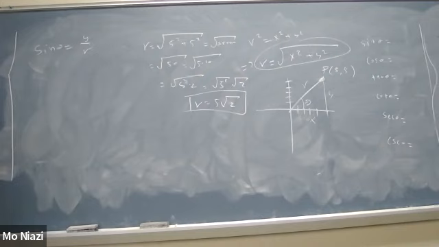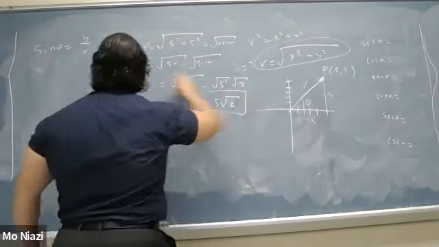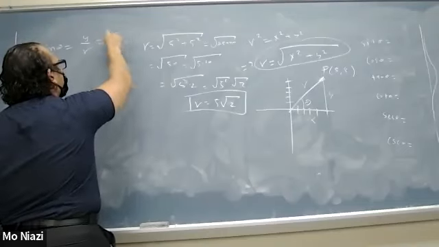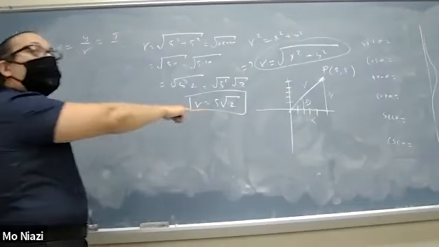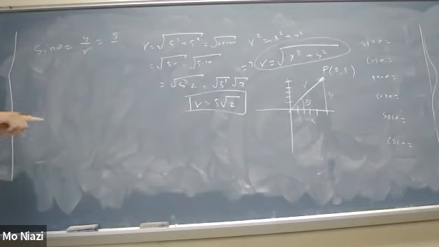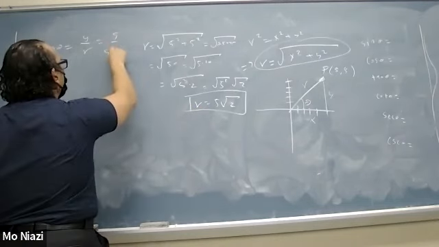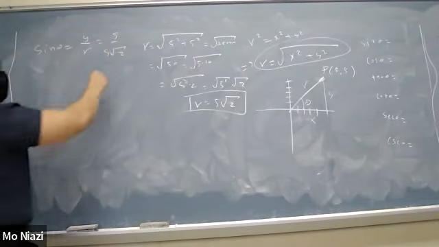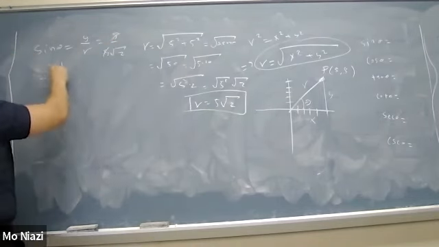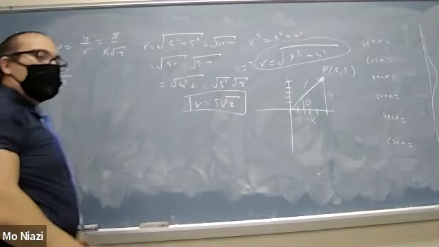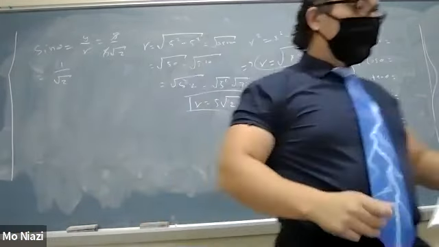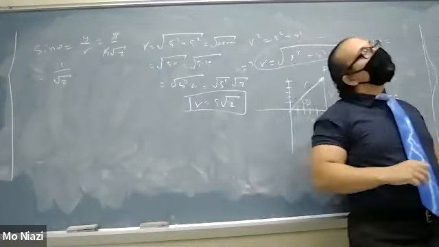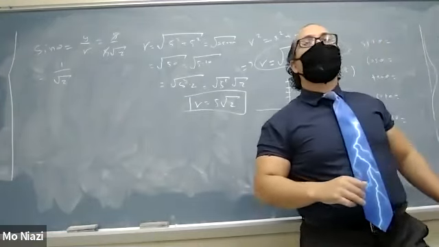So sine becomes y, which you guys told me is 5, divided by r, which we have calculated to be 5 root 2. And now we just simplify. The 5's cancel. And then what do we do to the denominator? Starts with an r.